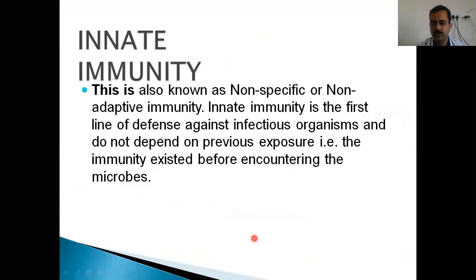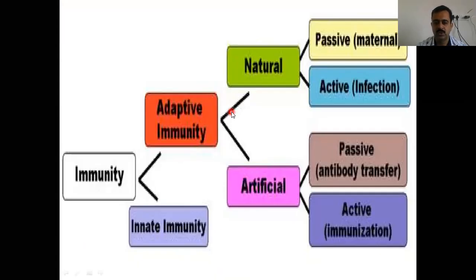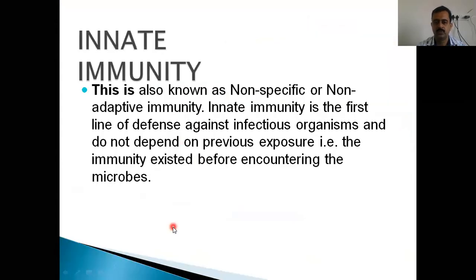Innate immunity is also known as non-specific or non-adaptive immunity. It is the first line of defense against infectious organisms and does not depend upon previous exposure. That is, the immunity existed before encountering the microbes. For the first time, whenever a microbe comes inside the body, the body stimulates the innate immunity, and irrespective of previous exposure, innate immunity is generated against that microbe.